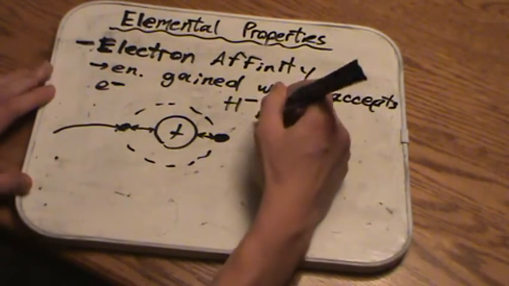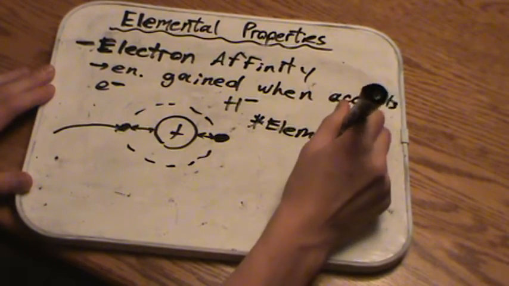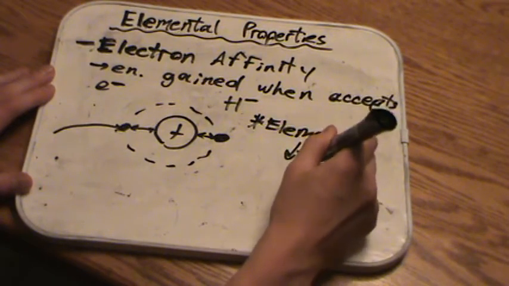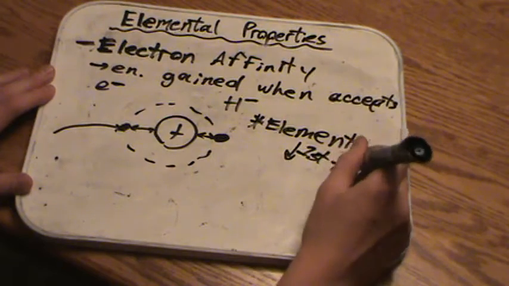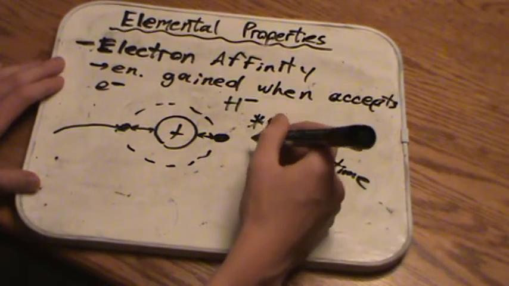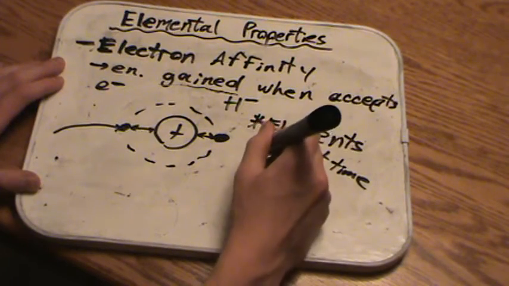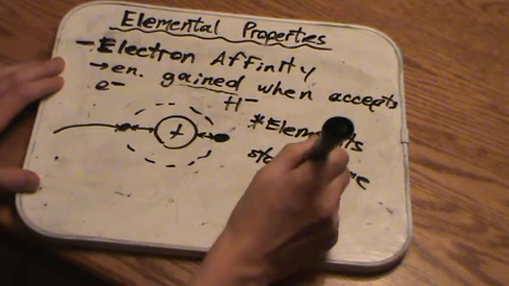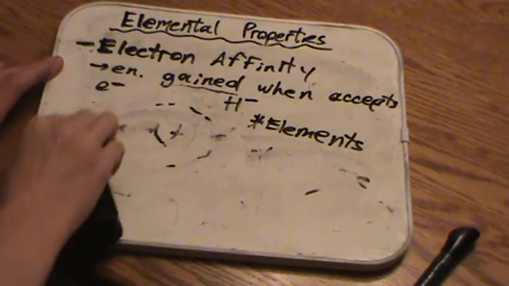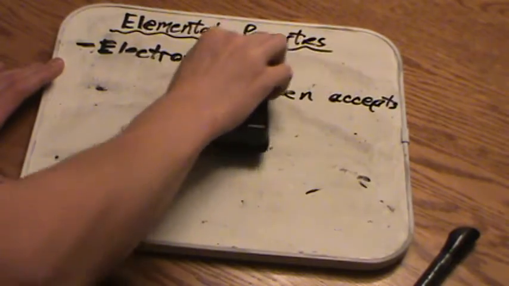And this is why, for almost all elements, at least the first time an electron is accepted, it will always result in a stabilization. And this is what I mean by energy is released, or gained, and that the atom becomes more stable. Stability. And we will relate this to the periodic table in the next video. I just want to wrap up now with the electronegativity we talked about in the last video.